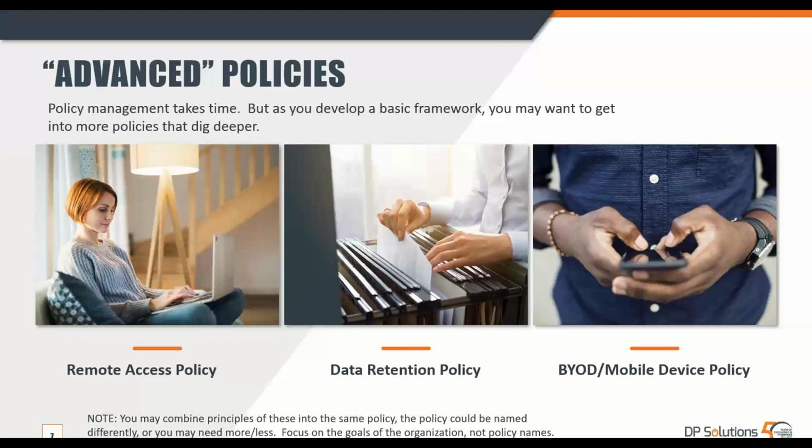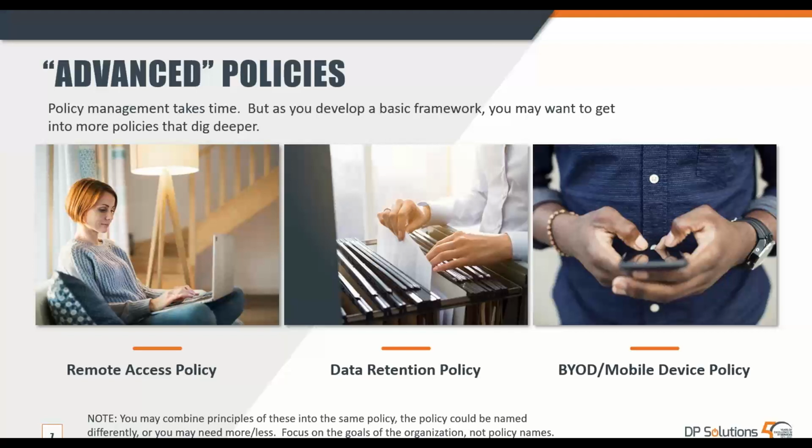A few of the more advanced policies, and I put "advanced" in quotes because I don't think you need to be a rocket scientist or a genius or a lawyer necessarily to start putting this stuff together. But maybe these come after you get the core policies in place, if that makes sense.